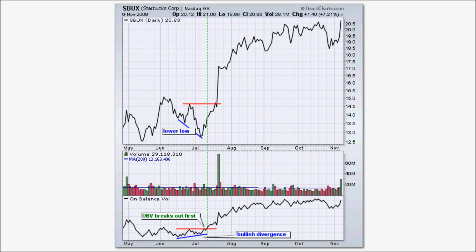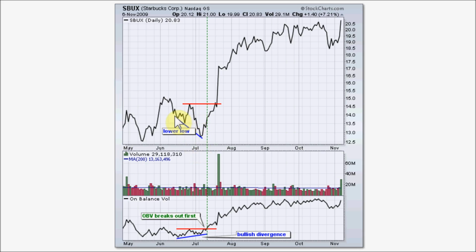Let's take a look at a bullish divergence between the stock price and the OBV. Starbucks was range bound for about 2.5 months between roughly 1250 and 1550. It was stuck in this range, up and down.